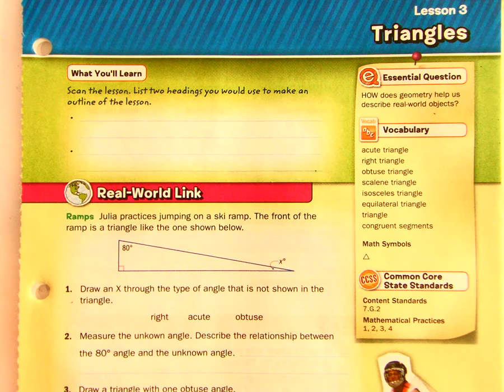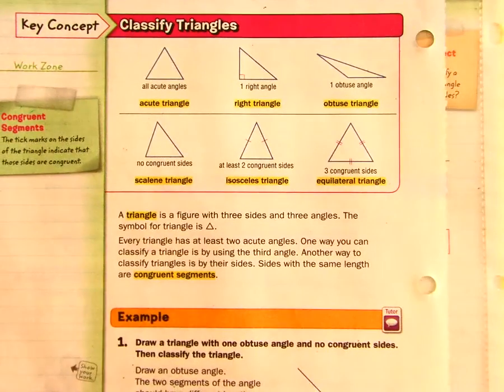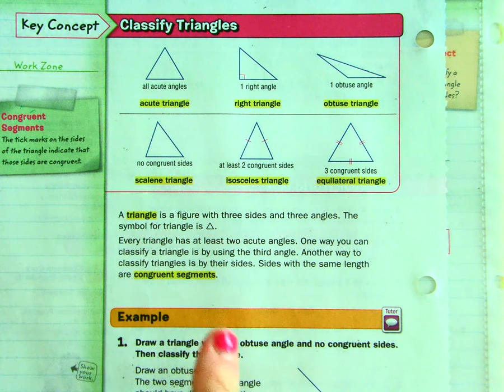Lesson 7.3, Triangles. Classifying triangles. There are 3 different ways we can classify triangles by angles. We can have an acute triangle, which means all angles are acute. We could have a right triangle, so we have one right angle, or an obtuse triangle, which means we have one obtuse angle.